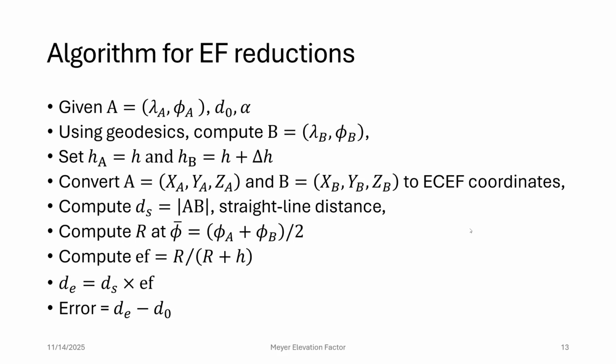The distance reduced on the ellipsoid is this ds, the slope distance, whatever distance it is that we are reducing, multiplied by the elevation factor. The error then is the reduced distance minus d0, which is a fixed 1,000 meters. In every case, we're supposed to be reducing back to d0.